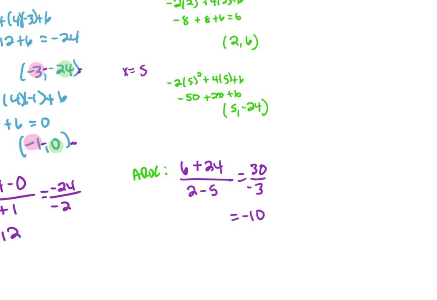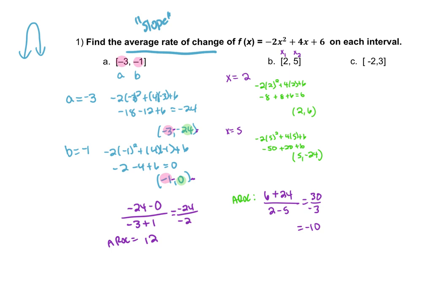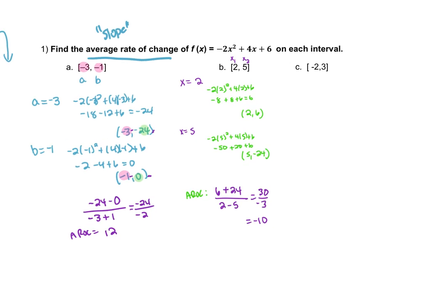We get negative 10. Okay, think about this for a second, guys. Between negative 3 and negative 1, obviously the slope of this graph, it's going up, right? It's increasing. It's a positive 12 is our slope. Now between positive 2 and positive 5, it's going down, right? And it's pretty steep there also.